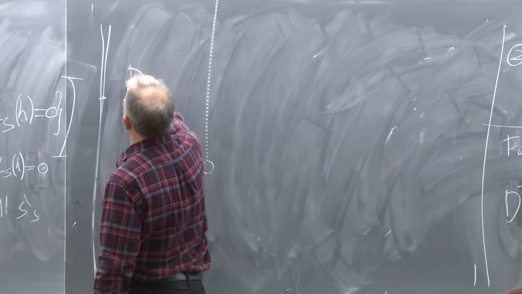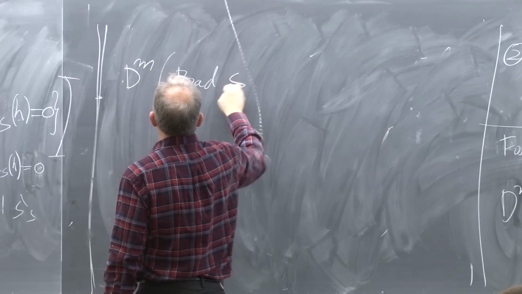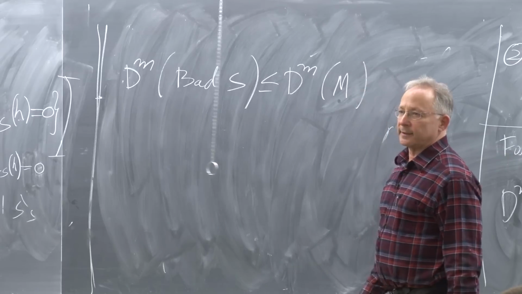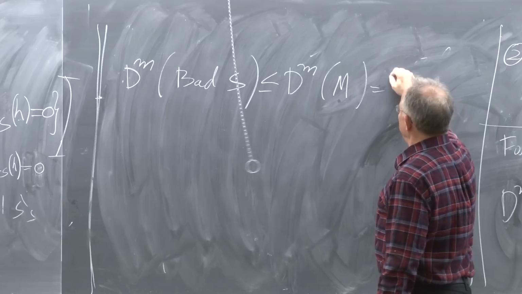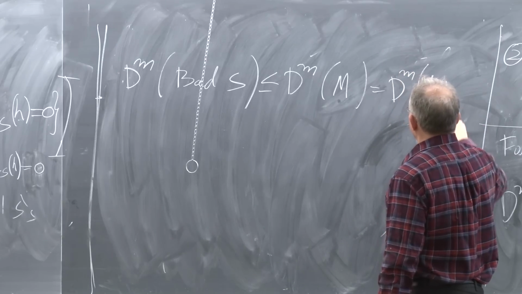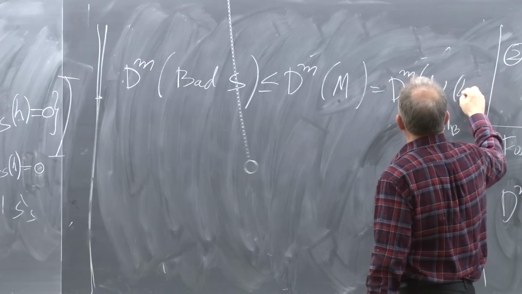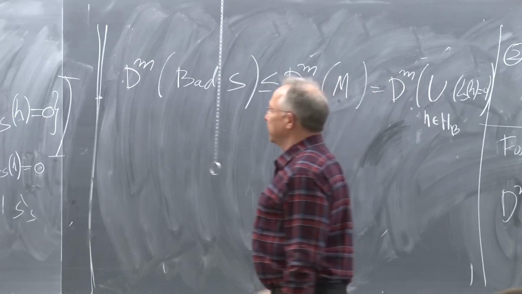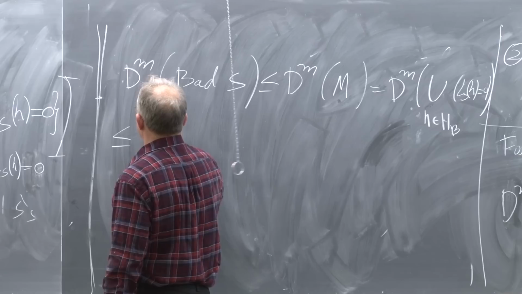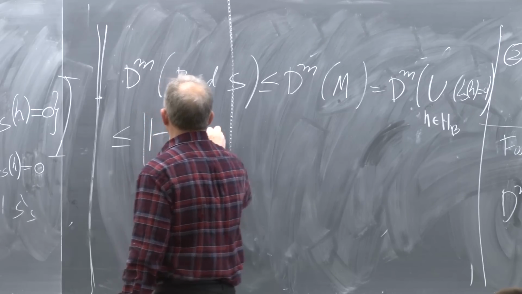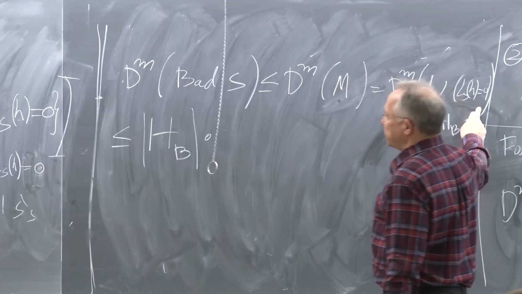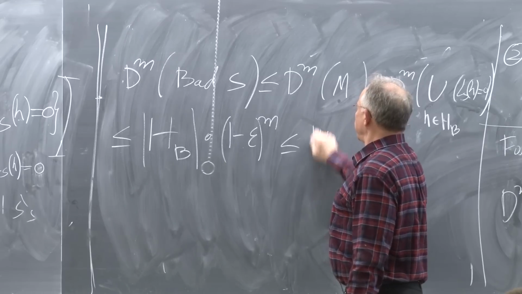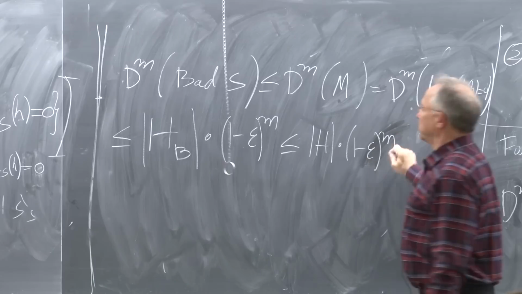We wanted to bound the probability of having a bad S. We said that this is at most the probability of the set of M, of misleading S's, which is the probability of the union over all H in H_B of the event {S : L_S(H) = 0}. Now, for this union, I use a union bound. So it's at most the sum of them all. So it's the size of H_B times the probability of this event. And the probability of this event is at most (1 - epsilon)^m. And this is at most the size of H times (1 - epsilon)^m.